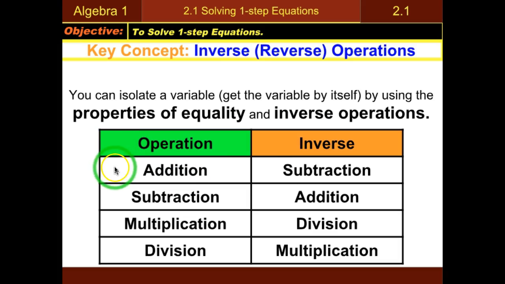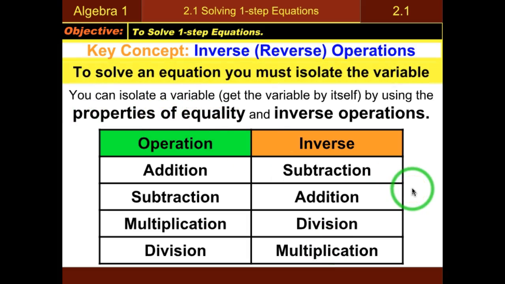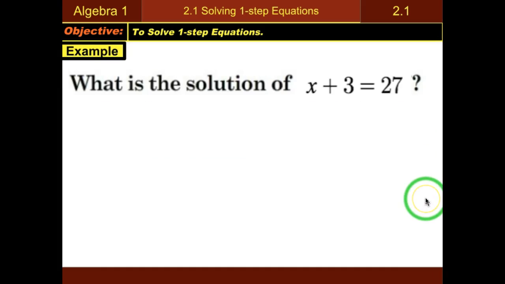Now remember, in math, these are our stars: addition, subtraction, multiplication, and division. The opposite or inverse of addition would be subtraction. And same, subtraction would be addition, multiplication would be division, and the opposite or inverse of division would be multiplication. So we're going to use that with the idea of the properties of equality to solve equations, right? You have to isolate that variable. That's what solving the equation is.